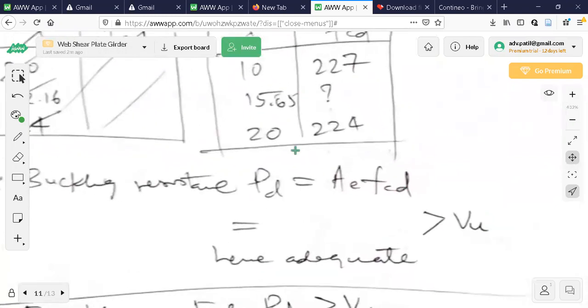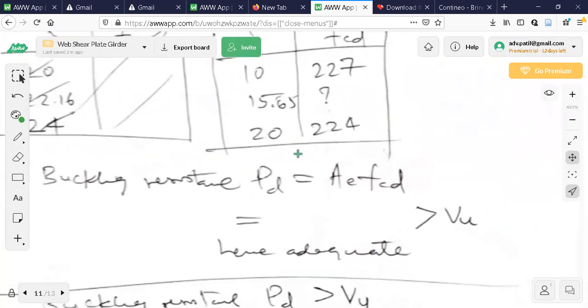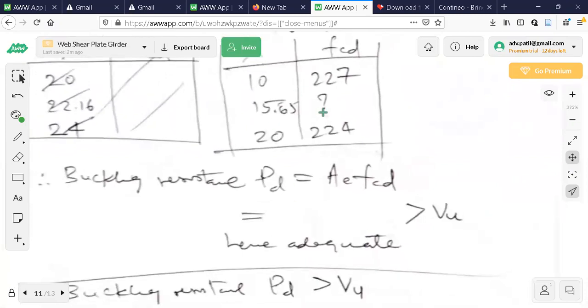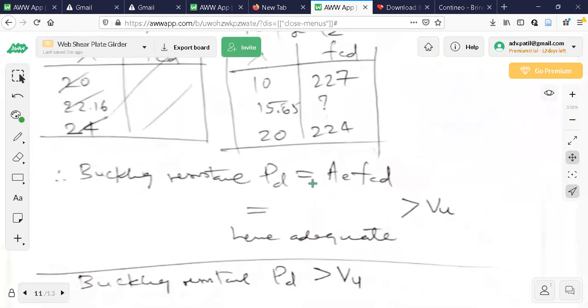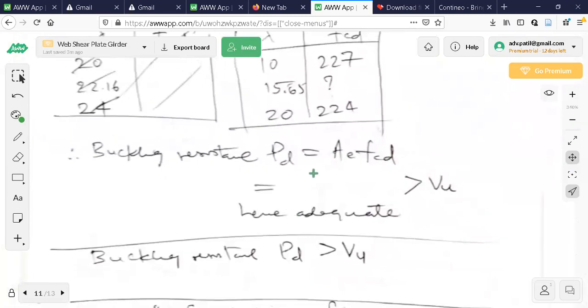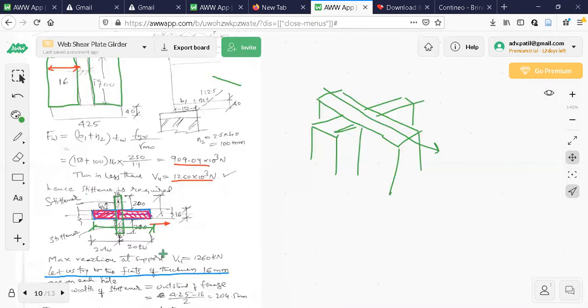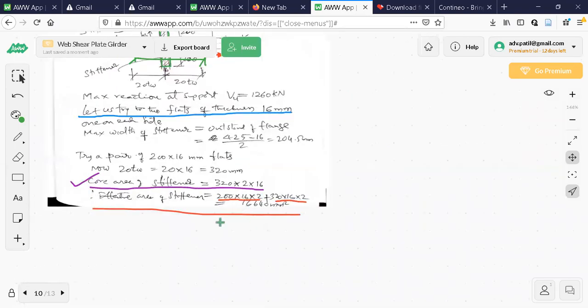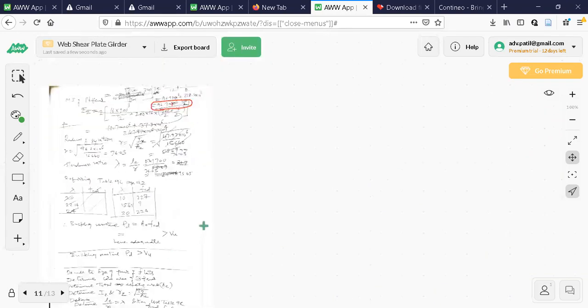Some of you can right now do it. Right now you calculate this one. I'll give you 5 minutes. Just calculate this, interpolate it, and give me this value. Ae, you know it. What is Ae? Area of the plus, the effective area, which is how much? 16640. Area of the plus sign.